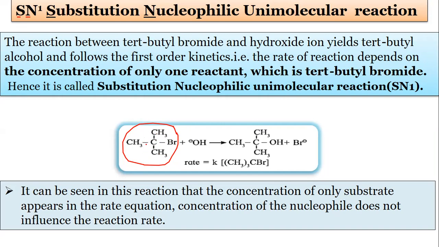So the common name is tertiary butyl bromide. This is the common name, and the IUPAC name will be, this is the longest chain. So we have to give the numbering like this. This is number 1, number 2, number 3, and the name will be 2-bromo 2-methyl propane. This is the IUPAC name for tertiary butyl bromide.